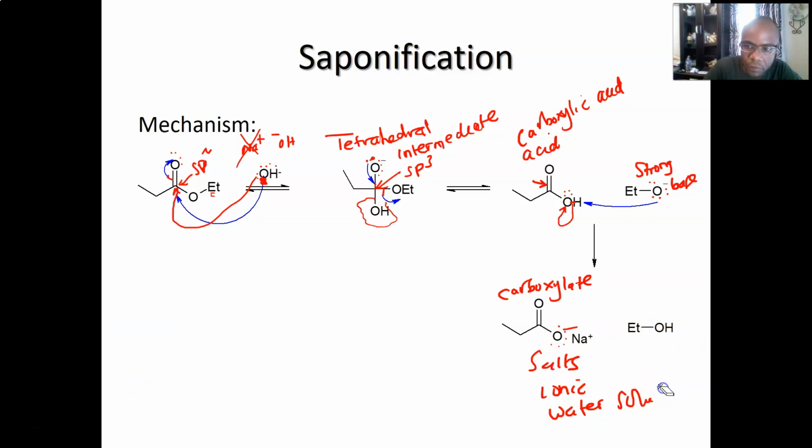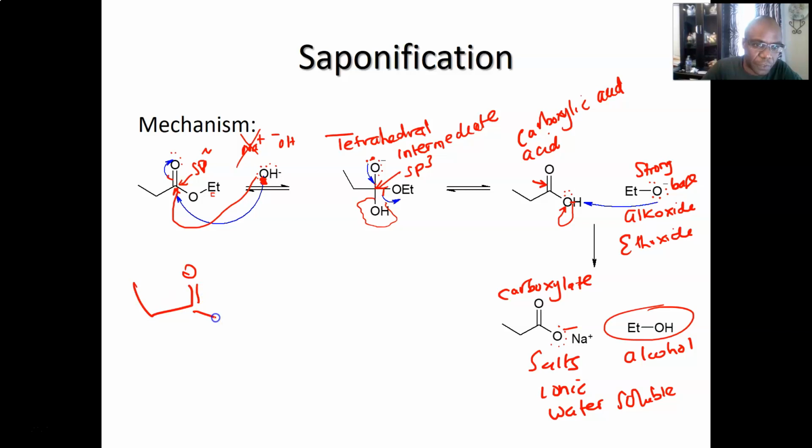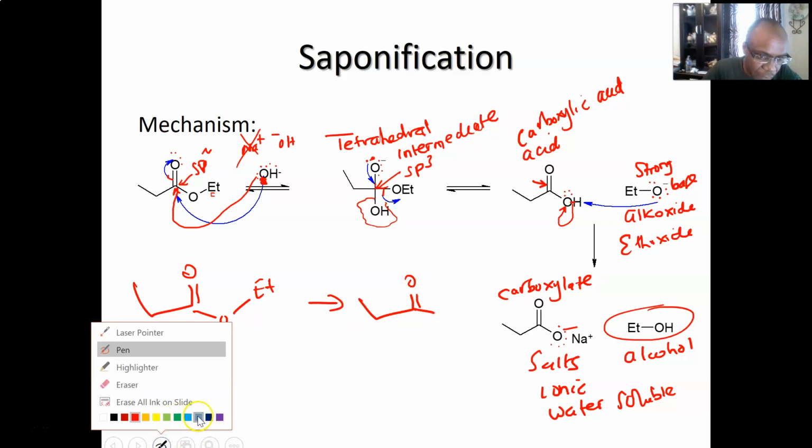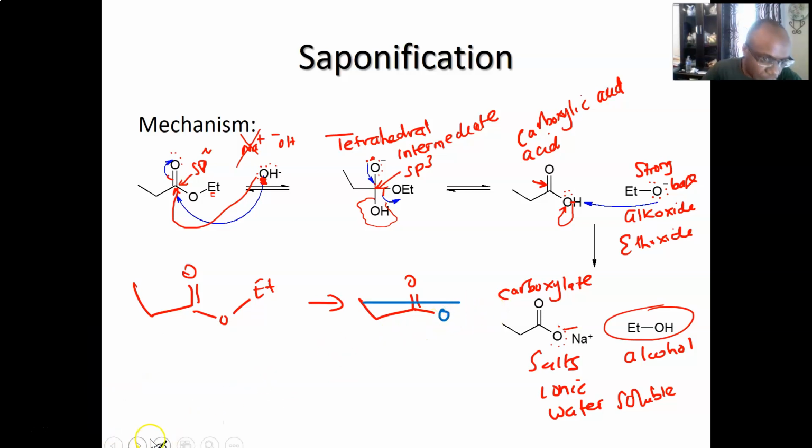Okay. Clean it up so you can read well. Water soluble. Now the alkoxide, in this case, the alkoxide is ethoxide. The ethoxide accepts the extra proton, so now you have an alcohol. Alright? So you will have moved from your ester all the way to your carboxylate. Okay, sorry about that. All the way to your carboxylate.